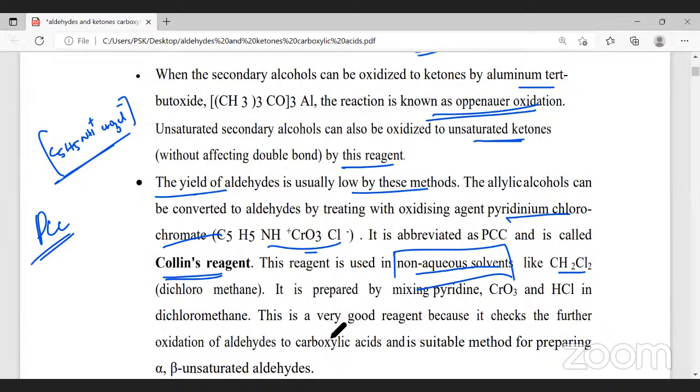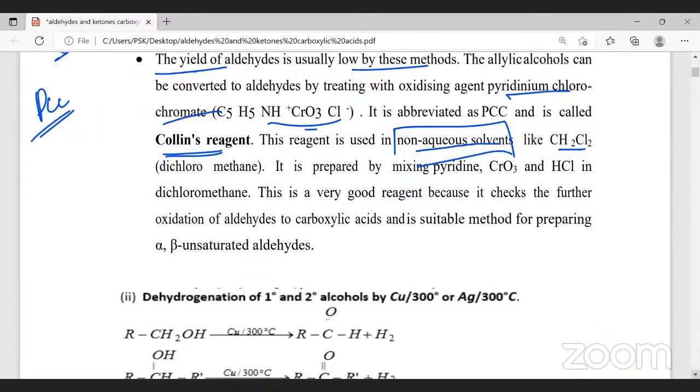When we say non-aqueous solvent, we are not using water as a solvent. So we can use other organic solvents like dichloromethane. Whenever we are using solvents other than water, we can use PCC as an oxidizing agent.